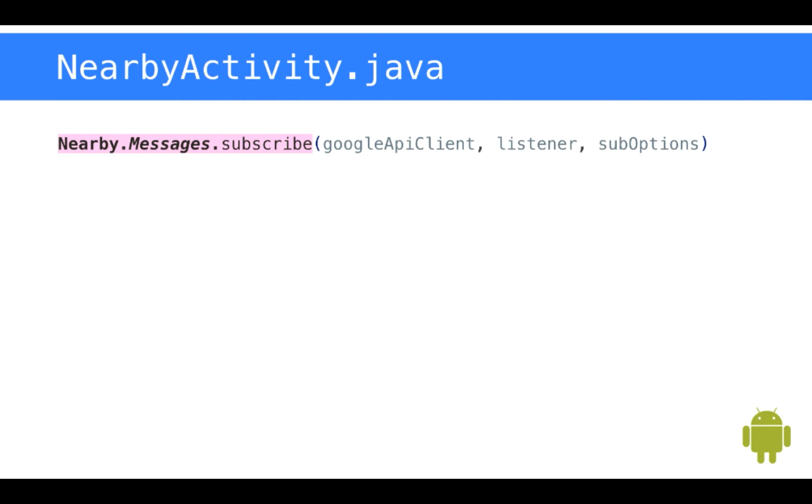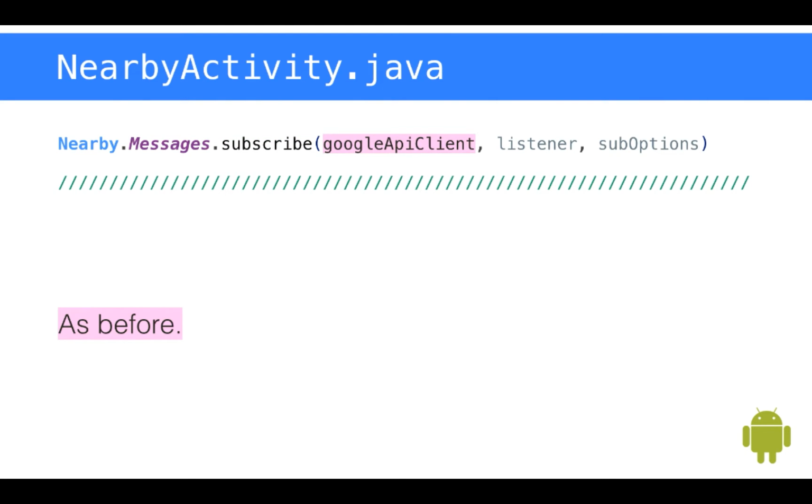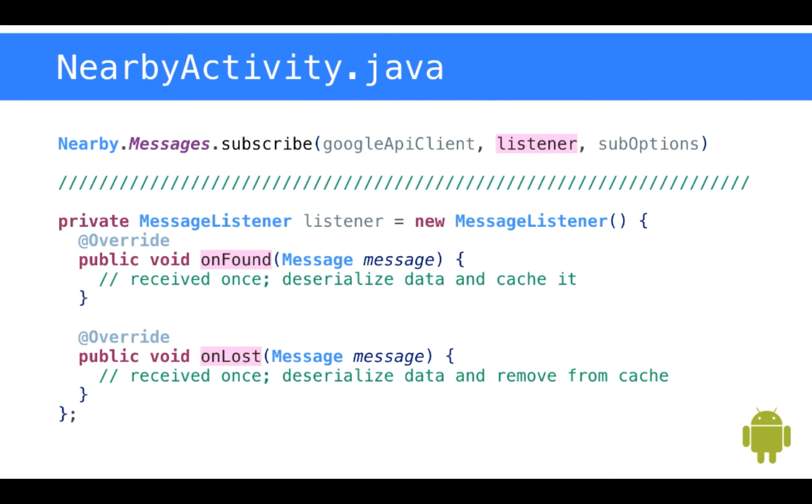And when you're subscribing, fairly similar. There's a bunch of different things to set up. The Google API client is the same instance that you had hanging around before. So you need to do all the same work there if you've not already connected this and obtained the permission. You then just provide a listener, and this listener has two callbacks. You'll be told when a message has been found for the first time, and you'll be told when a message has been lost for the first time. And it's up to you to maintain some state which allows you to store the list of currently visible messages. So typically in onFound, you would add your message to some list, and in onLost, you would remove it from that list.